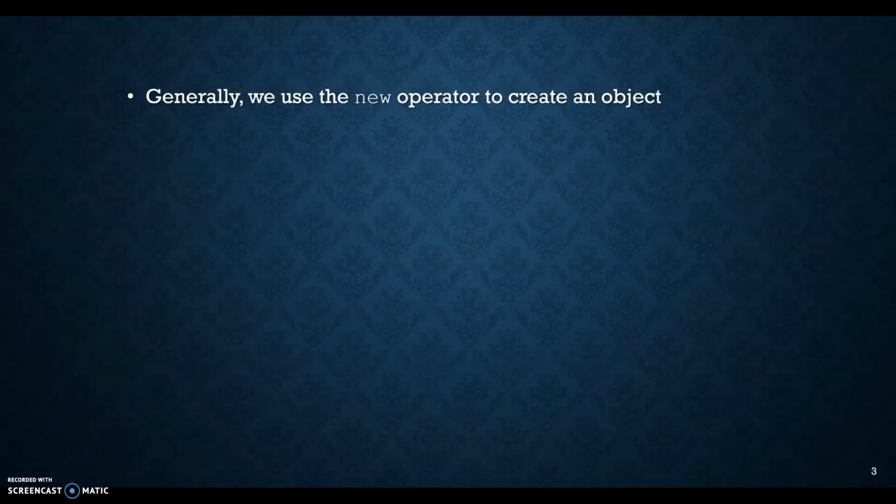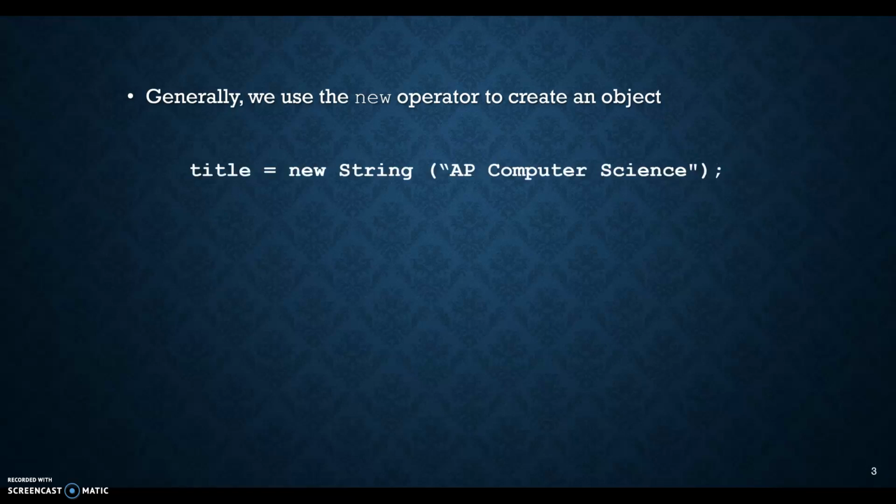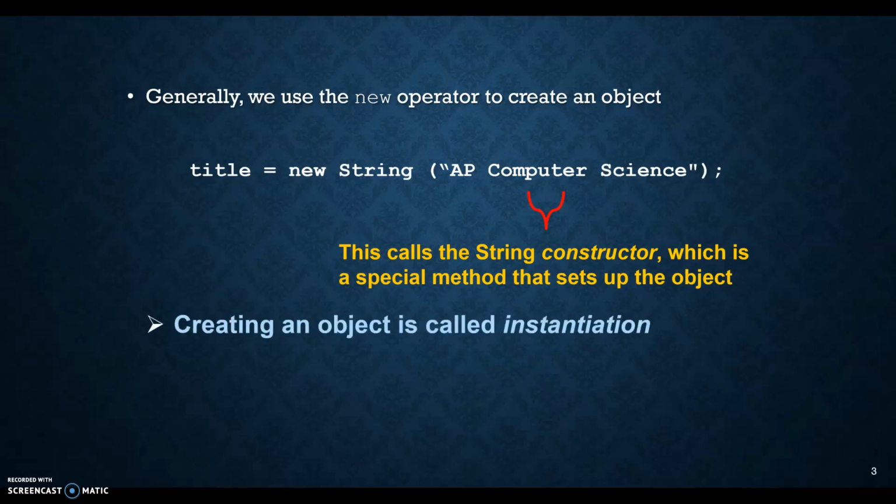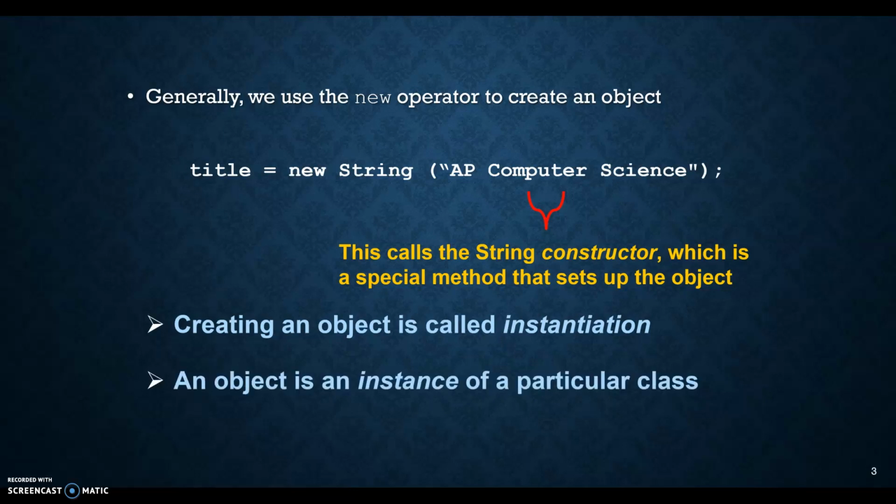Generally, when we create an object, we do so with the new operator, like this example right here. Title would be the variable name, the assignment operator, and then new, what type, String, and we give it a value, AP Computer Science. This calls the string constructor, which is a special method that sets up the object. Creating an object is called instantiation, a word that you'll want to become familiar with. An object is an instance of a particular class.